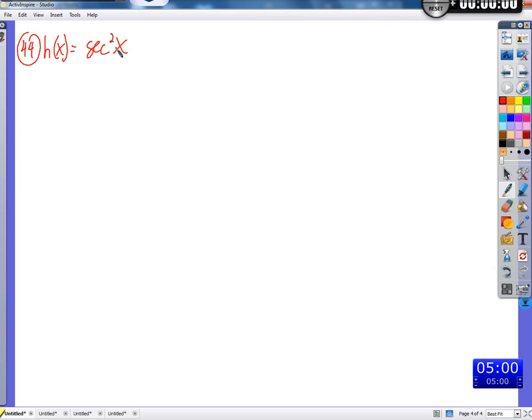That up. Secant of x squared, not secant squared. And I'll put parentheses there just so it's clear what's going on. Find the derivative of the function. Okay, all right. So, what's the outside function?